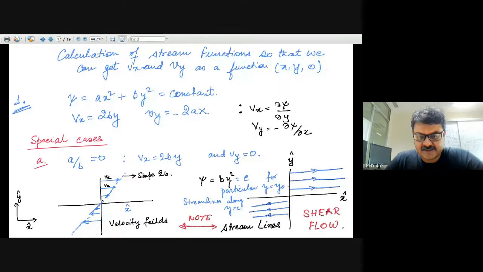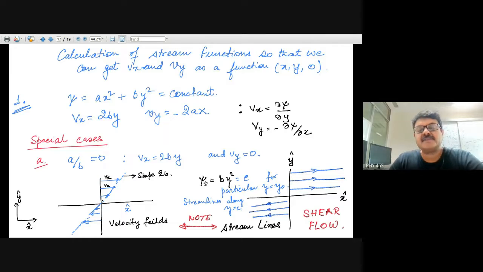And this is exactly what a shear field is, and there is a constant velocity gradient. The velocity gradient, del Vx by del y, that's constant, slope 2b, right? And correspondingly, the psi function, as I said, will be By square, which means that for a fixed value of y, psi is fixed.